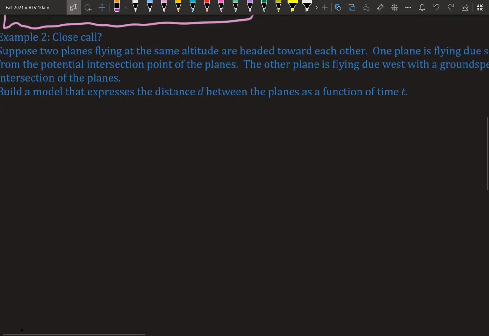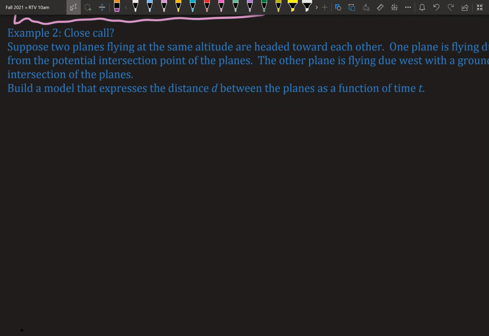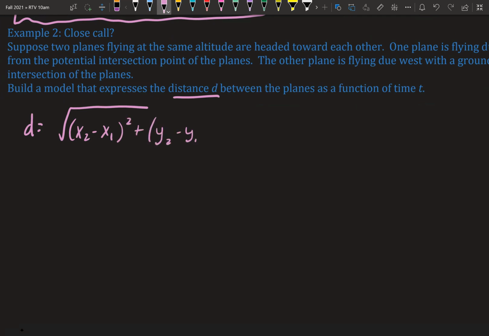So it wants us to build a model that expresses, you see that word expresses, so we have to be careful with the blank of blank. So it wants to express distance. We know the distance formula. All right, we have that going for us. We know the distance formula.